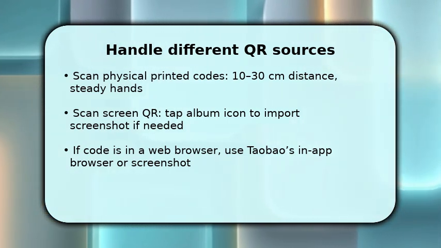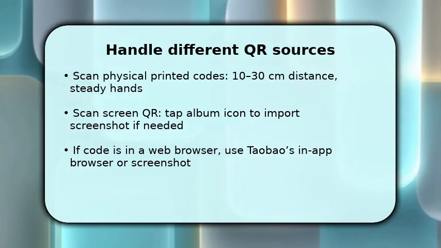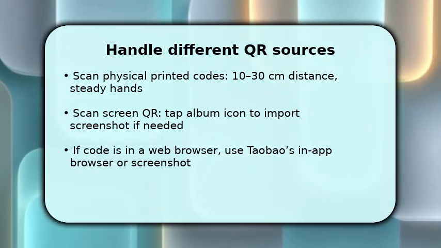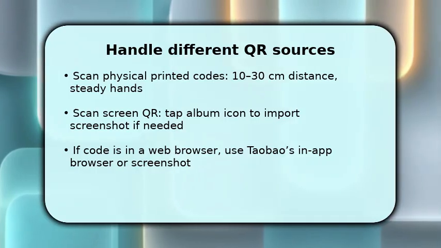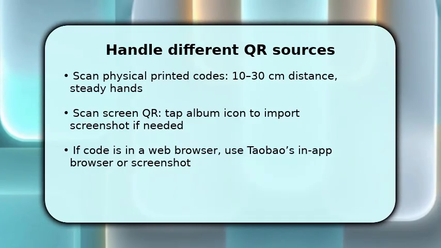For QR codes on another phone or laptop, choose the album/import option in the scanner to use a screenshot. This bypasses glare and focus issues. If the QR triggers a web link, Taobao's in-app browser opens for a faster, secure flow. Make sure you read permission prompts.